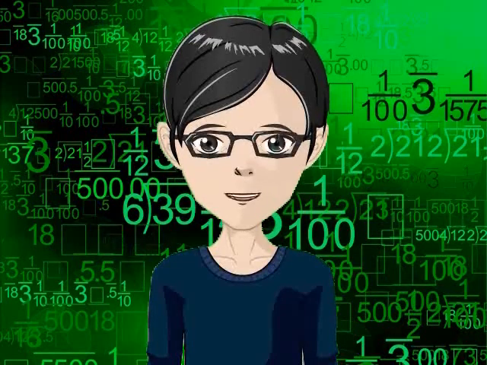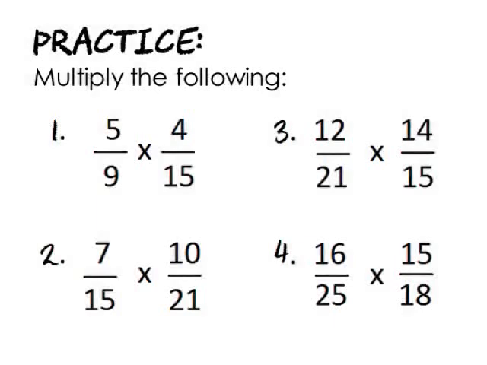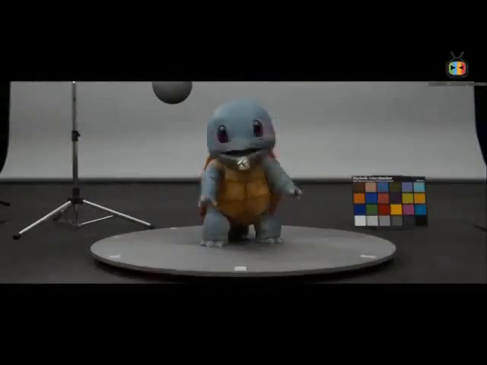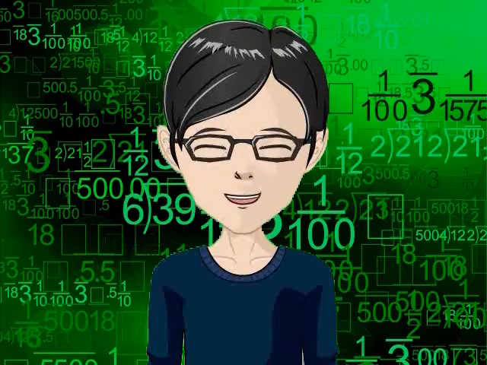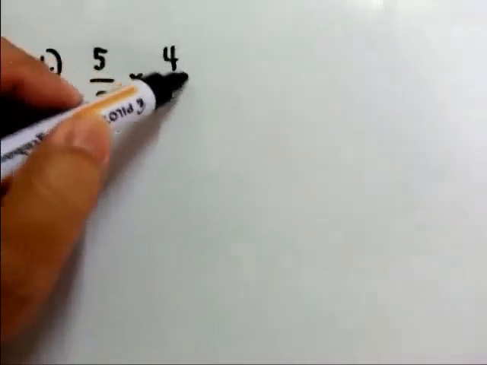It's time to try some exercises. Multiply the following. Do cancellation as necessary. Alam niyo na to, di ba? Are you ready? Begin. Are you finished? Let's check your answers. Number 1. 5 over 9 times 4 over 15.